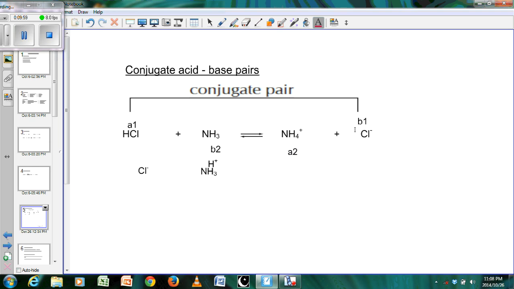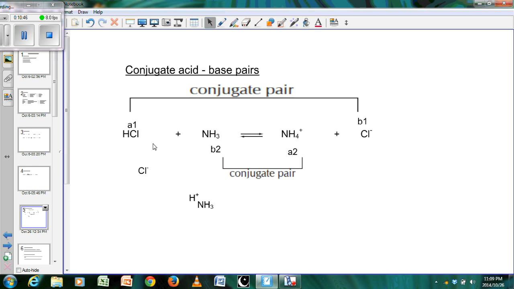So here we've got the acid 1 and the base 1. HCl becomes Cl minus, as HCl is your acid and Cl minus is your conjugate base, and NH3 is your base and NH4 plus will be your acid. Right, so what we see here is that the HCl becomes Cl minus. So HCl is your acid, and when it donates the H plus proton, it becomes Cl minus. So your acid-base pair will be HCl and Cl minus.